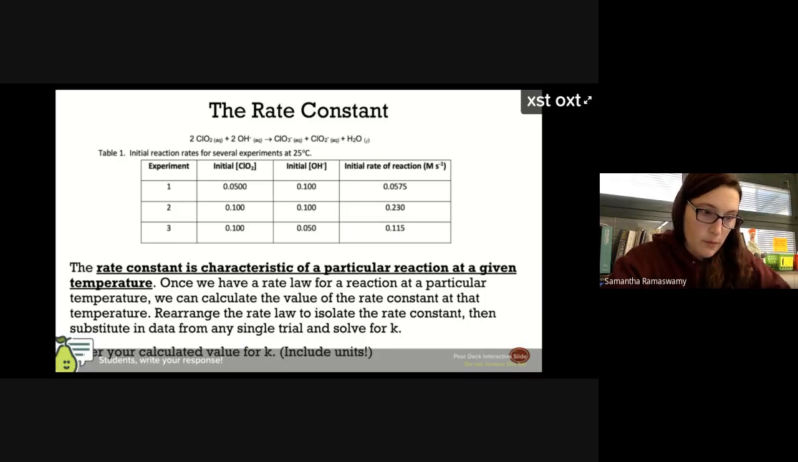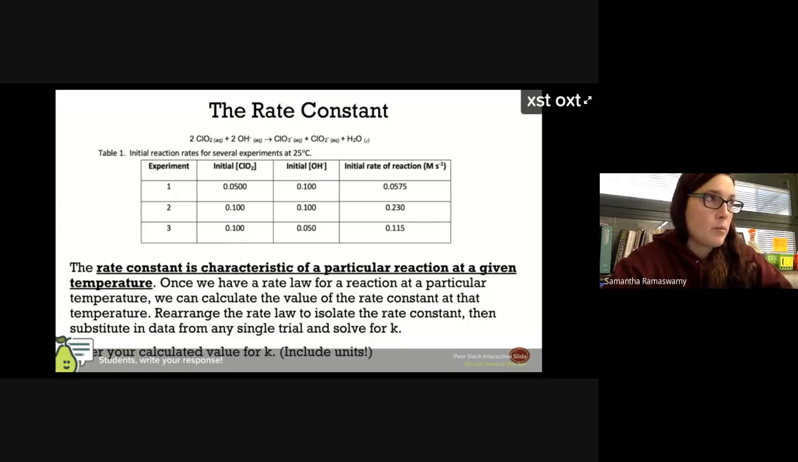So if I did 0.115, and again, you could do it for any of these. You're going to get the same thing. A lot of people probably did experiment 1. Right, you should get, and most people, it looks like, got 230 as the value. So the value is 230.